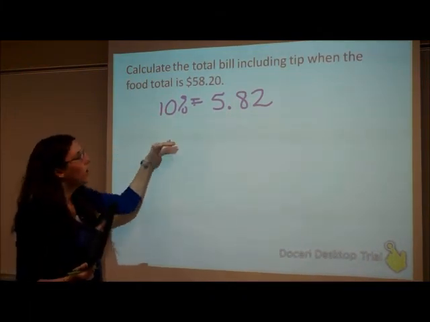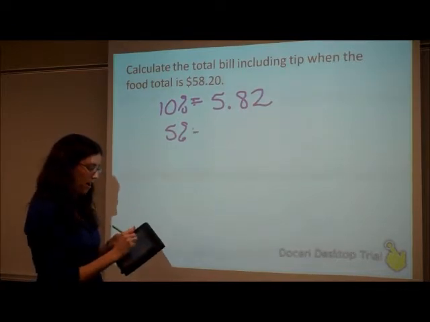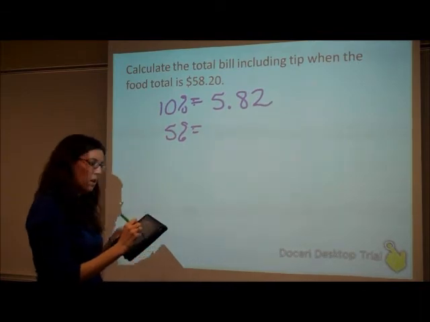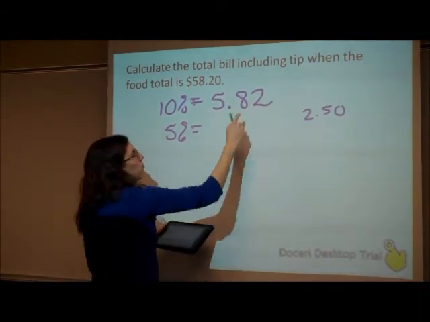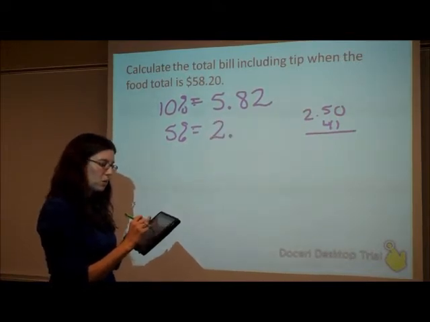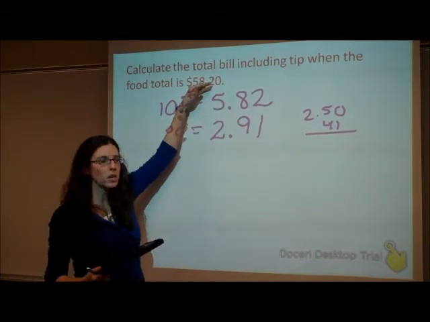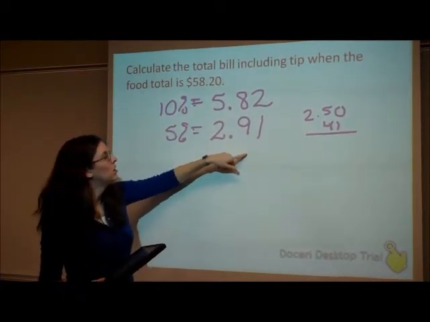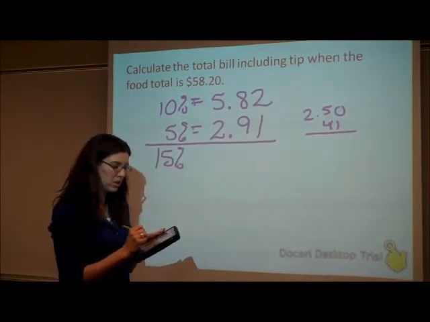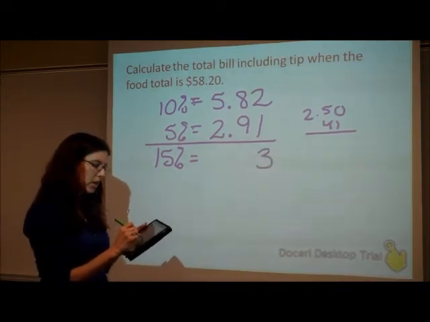Okay? Now 5% will be half of this amount. So I have $2.50 and then 41 cents. So the 5% would be $2.91. Okay? So 10% of the bill and then 5% of the bill. So together, to get 15% of the bill, I would add these together.